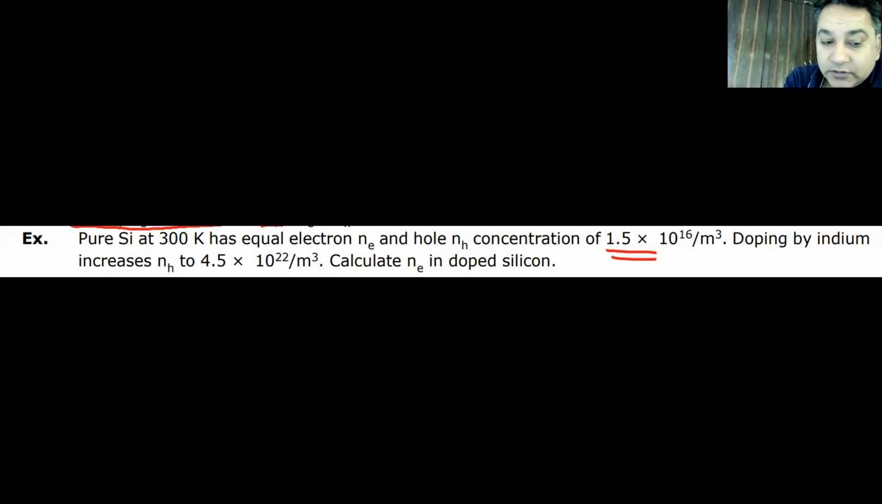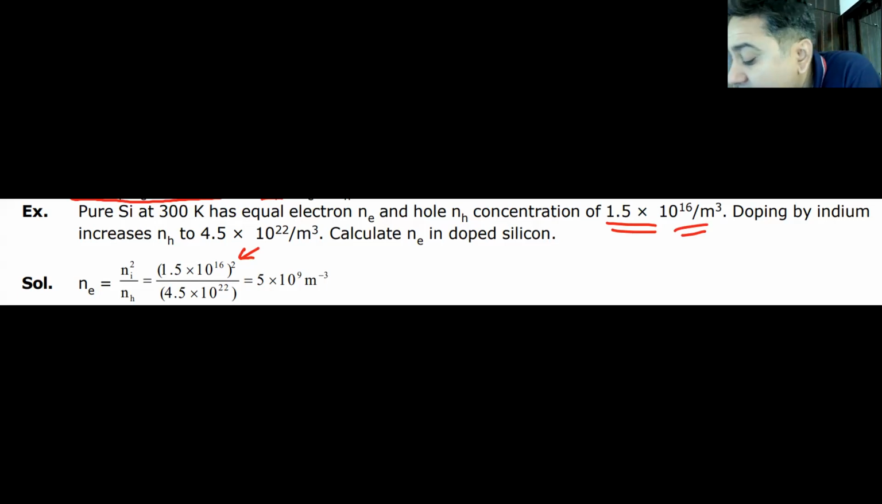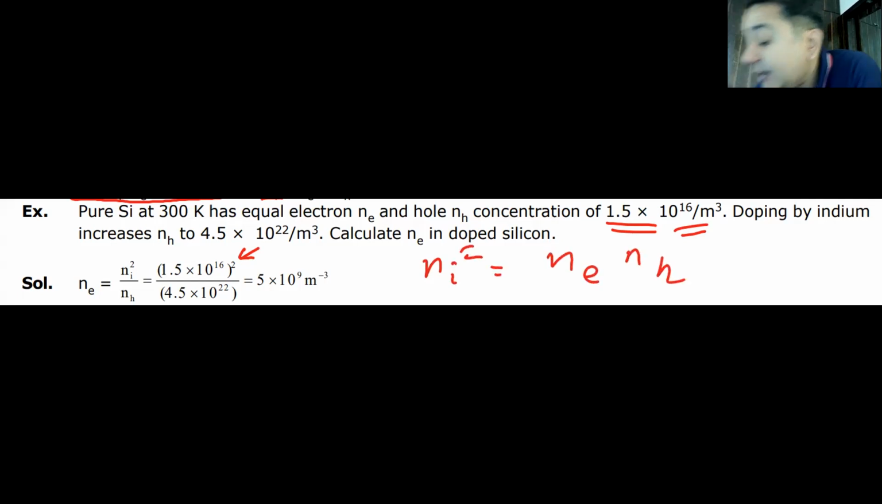The product of Ne and NH is always constant. In the beginning, both were 1.5 into 10 raised to the power 16. So I multiplied them twice: 1.5 into 10 raised to the power 16 whole square. Do we understand this? That will come Ni square. The formula is Ni square is equal to Ne multiplied by NH. Do we remember this? Do we understand this? Yes, sir.